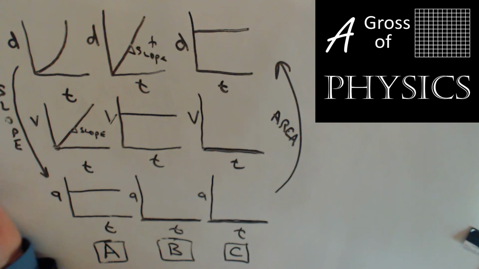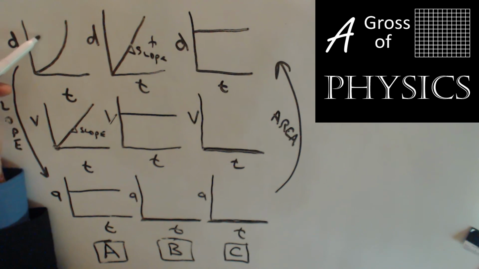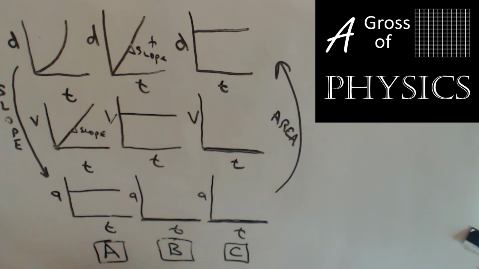So this shows 3 objects and their displacement, velocity, and acceleration graphs for each. This object accelerates, object A. Object B is traveling at a constant velocity, and object C is the most boring of all. It's just sitting there. Object C is our sloth.